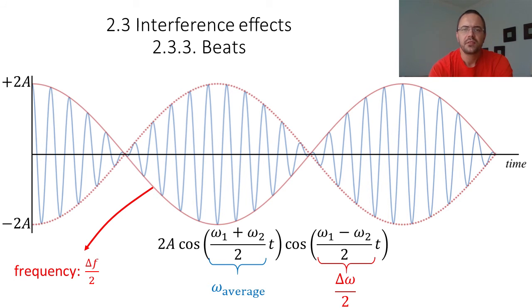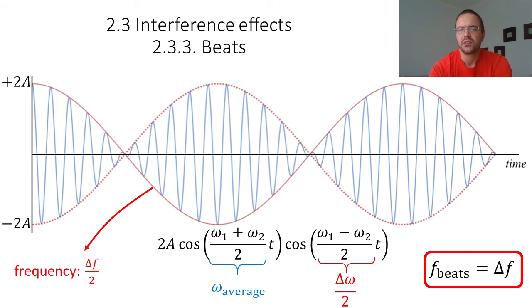Now, if you look at the red curve, you can see that over one full period, there are 2 beats. So that means that the frequency of beats is 2 times delta f over 2. And so the frequency of beats is equal to delta f.